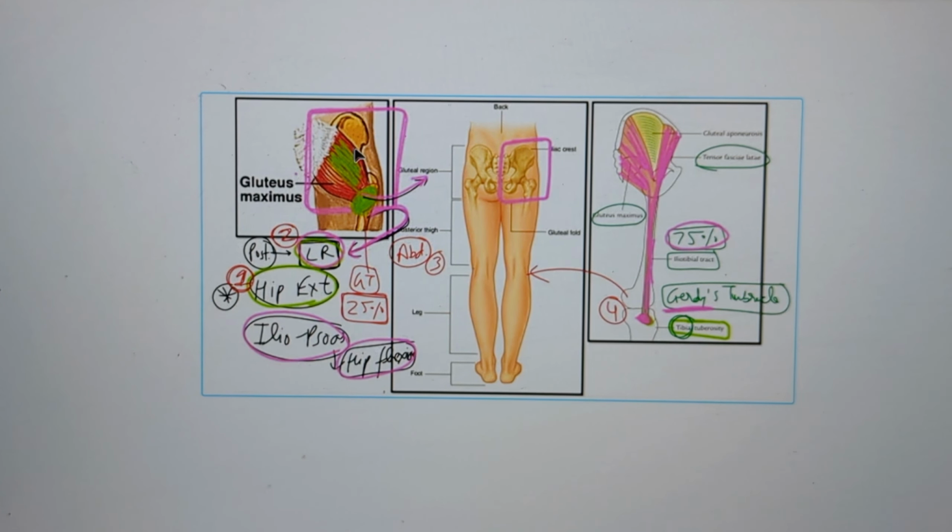Gluteus maximus functions in order. At first, extension of the hip. Next, lateral rotation of the hip. Then, abduction of the hip. And finally, knee stabilization via the iliotibial tract.